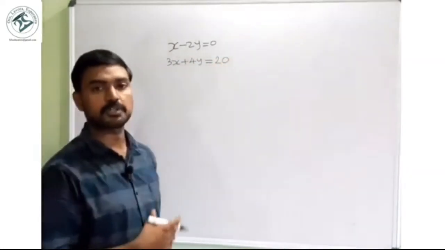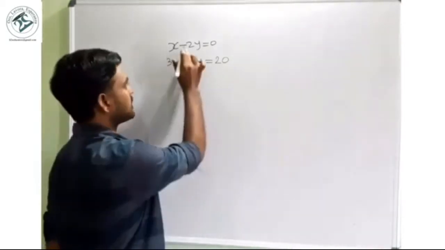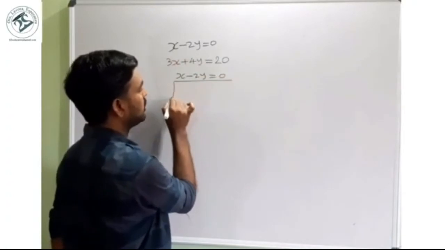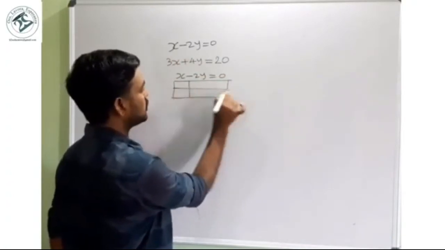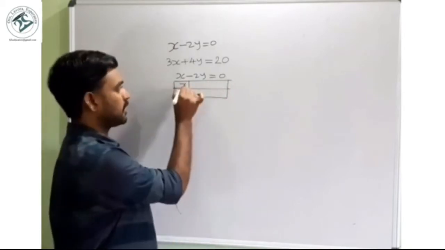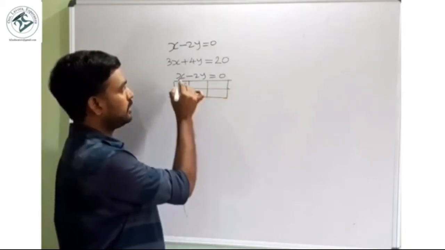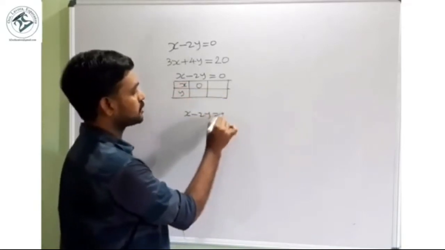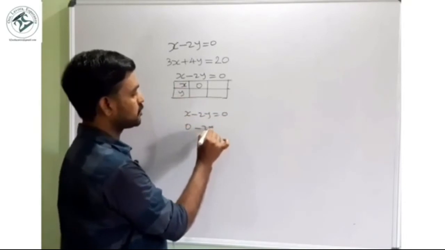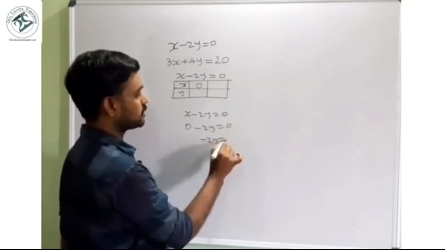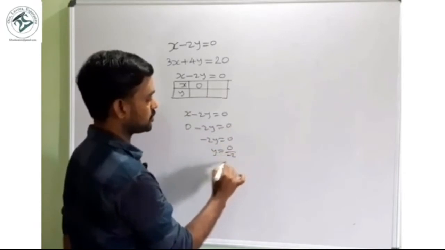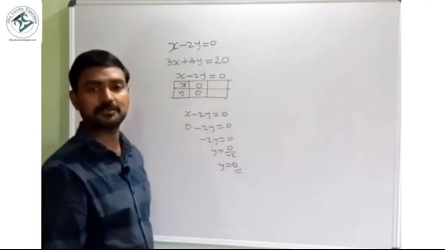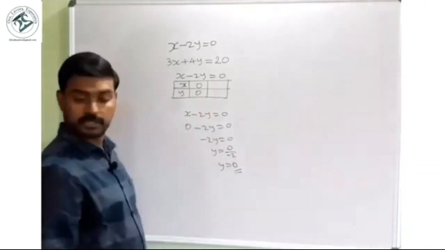First we need to draw the graph of these equations. So we can select the first equation, x minus 2y is equal to 0, and draw a table. We require two rows: first row for x values, second for y values. When we insert x is equal to 0, x minus 2y is equal to 0 becomes minus 2y is equal to 0, which means y is equal to 0 by minus 2. So y also becomes 0. When x is equal to 0, y is equal to 0. So we got one solution.